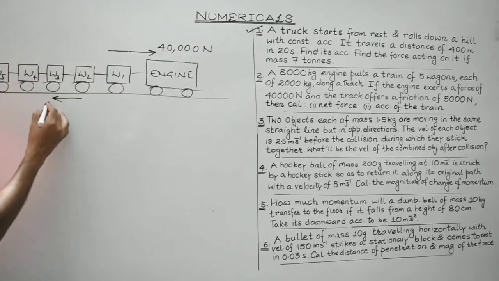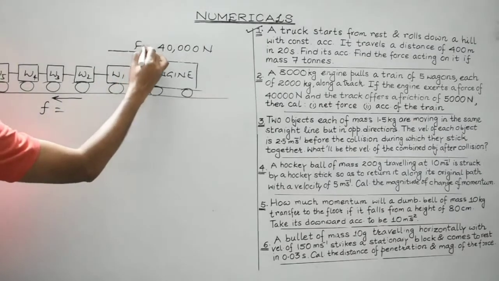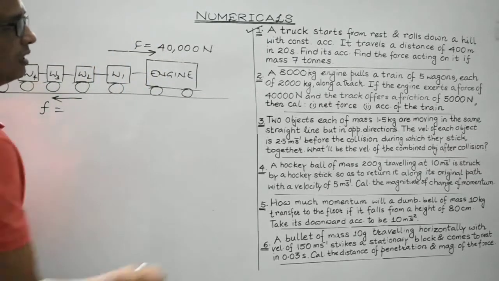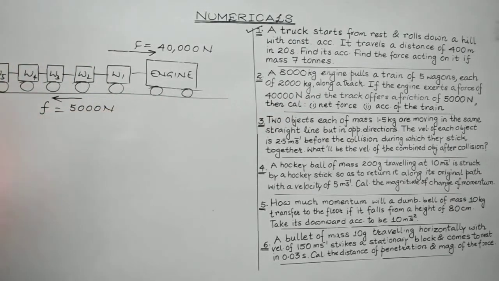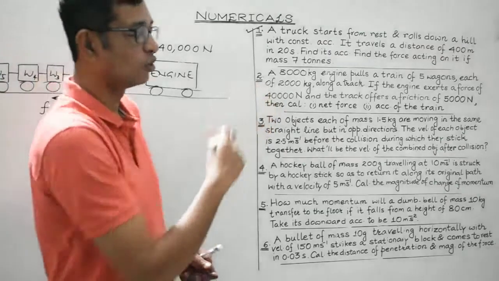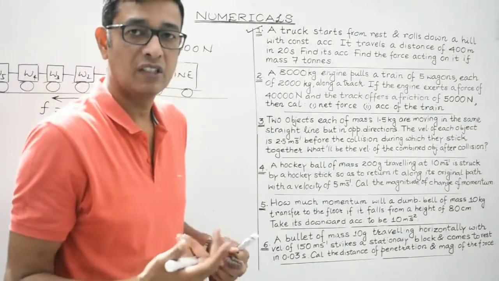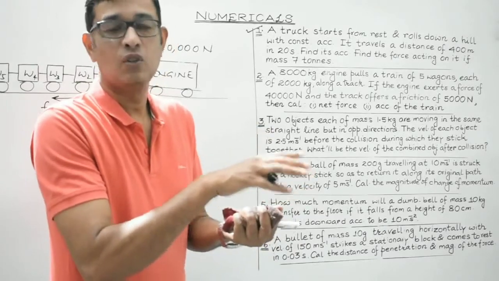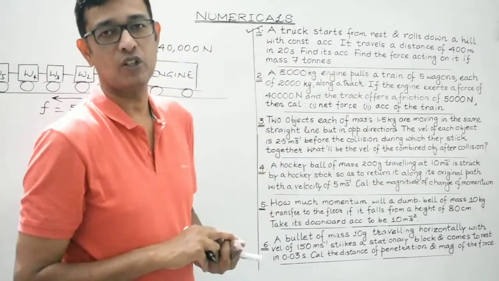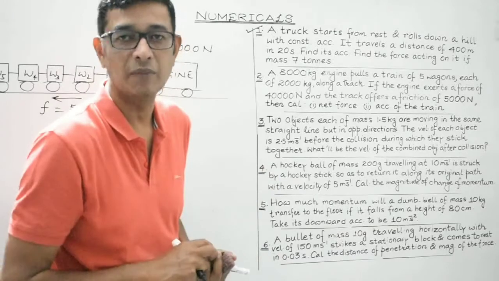Force of friction is supposed to be small f, and this is the force exerted, which is represented by capital F. Force of friction is given to be 5000 Newton, right? This is the diagram. So basically force of friction comes into existence whenever a body tends to slide or roll over the surface of some other body. Then this opposing force comes into play.